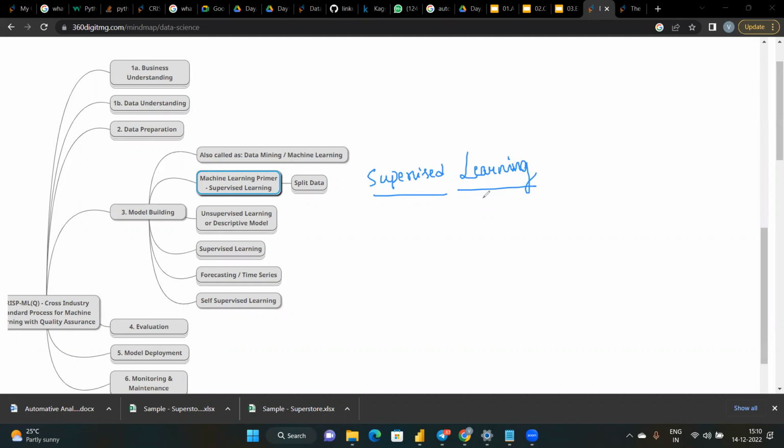Some will ask, sir, why is it called supervised learning? It is called supervised learning because of its algorithms that learn from a training data set, and the data set can be thought of as a guide supervising the learning process. That is the reason we call it supervised learning.